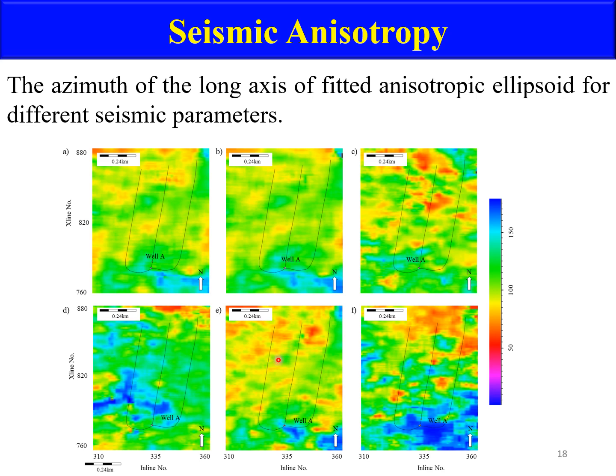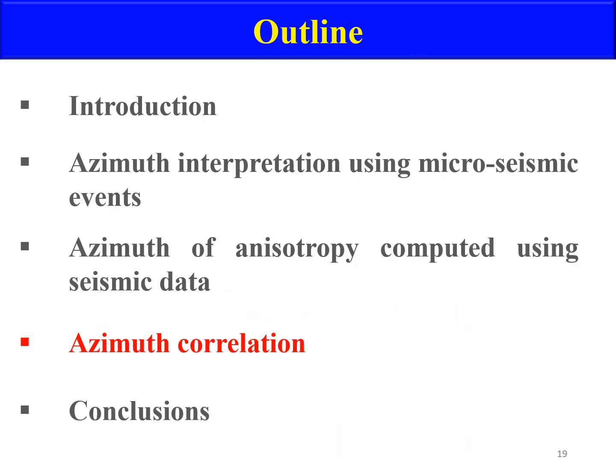We can notice that there are obvious changes among those predicted azimuths. The question is, which one is the most reliable one? In this research, we determine the most reliable one by calibrating the predicted azimuth from seismic data with the benchmark azimuth produced using microseismic data.